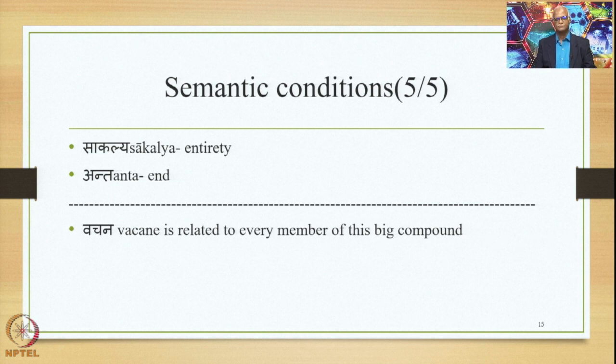We also note that vachana is related to every member of this big compound as it occurs at the end of this big dvandva compound. On account of the maxim dvandvante shruyamanam padam pratyekam abhisambadhyate, the pada which is heard at the end of the dvandva samasa is associated with each member of that respective dvandva samasa.